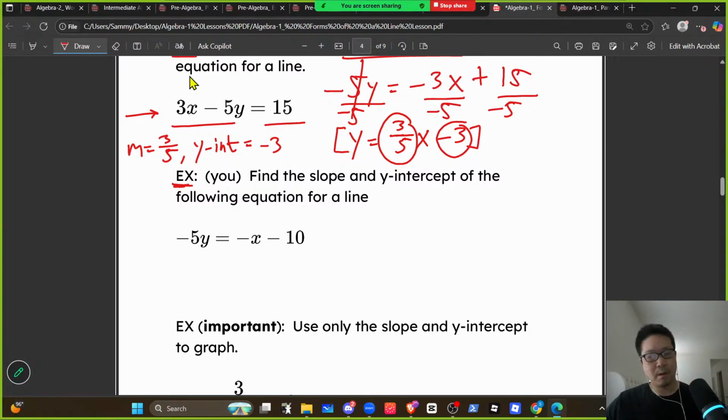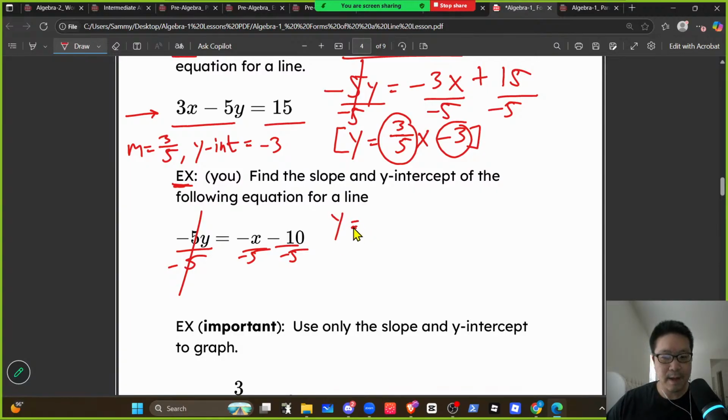Okay. So, what will we do to put this in slope-intercept form? What is our first step? Divide each side by -5. So that cancels out to -5, so we're left with y equals, and we have negative x over -5. That's the same thing as 1/5, right? Because we have a negative, so there's a -1 here. One fifth x, and then -10 divided by -5.